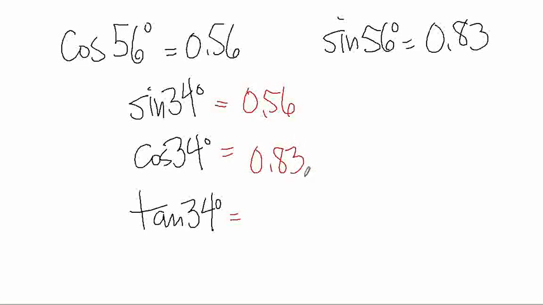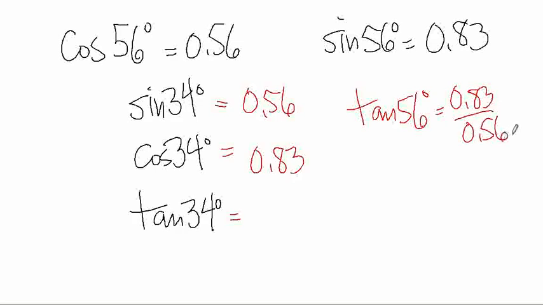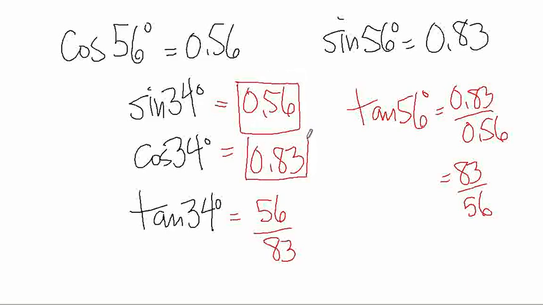And we can work out the tangent of 56 degrees by taking the ratio of the sine and cosine of 56 degrees, and that'll give us 0.83 over 0.56, or 83 over 56. So now we take the reciprocal of that, and that gives us that the tangent of 34 degrees is 56 over 83. And I hope that those are the three answers that you got.